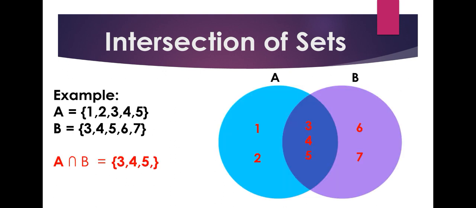Pagka dinrawing natin siya sa Venn diagram, let's say yung blue circle, siya si A natin. So, ano-anong numbers or elements yun? We have 1, 2, 3, 4, 5. Sa purple naman, si B, we have 3, 4, 5, 6, 7. Ang intersection nila, ano yung mga numbers na same pareho sila meron? Ito yung nasa middle, we have 3, 4, and 5.